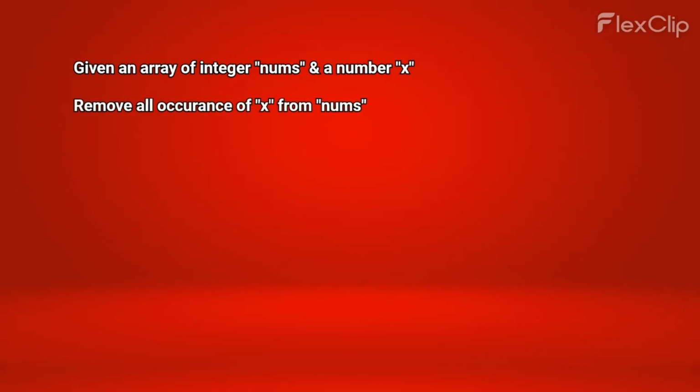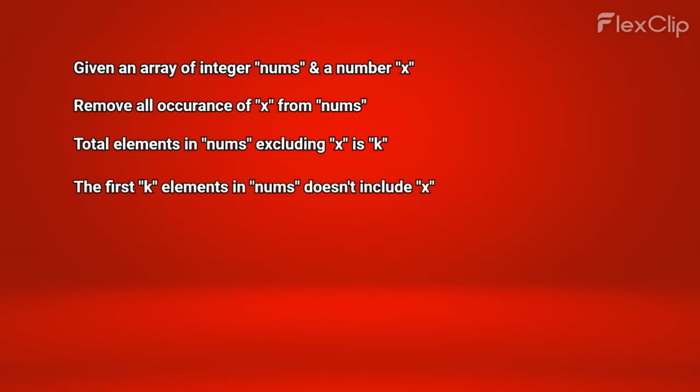array. This can be thought of in this way: say the total number of elements in the array, excluding the given integer, is k. So we need to make sure the first k elements in the array don't have any given value, the value provided. Let's try to solve this problem.